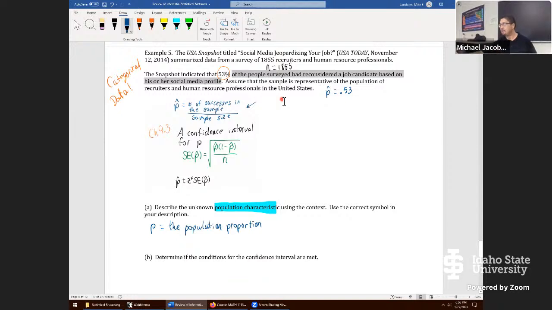So let's see here. People surveyed had reconsidered a job candidate based on his or her social media profile. I feel like this one's a pretty tricky parameter to nail down. Anyone have a version they'd like to share with the class? Yeah. Recruiters and human resource professionals that reconsidered a job candidate based on the social media profile. Absolutely, I completely agree with that. So let's go with population proportion of recruiters and human resource professionals.